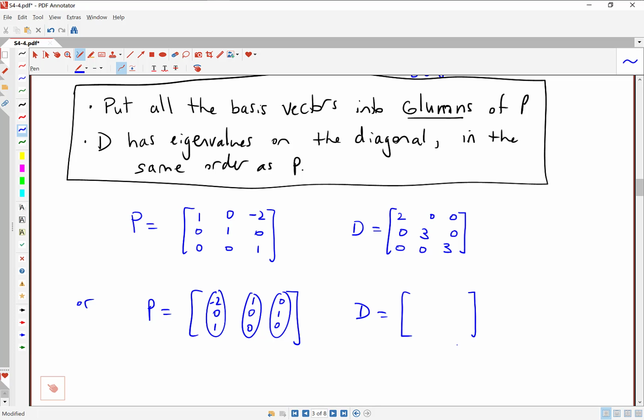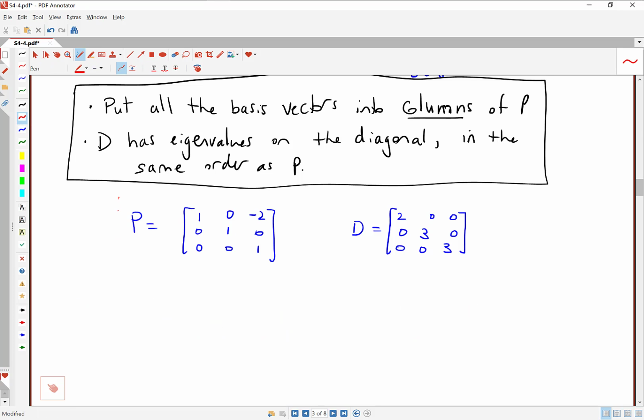So D is still going to be diagonal, but the order of the eigenvalues is now changing. (-2, 0, 1) is associated with the eigenvalue 3. (1, 0, 0) is associated with the eigenvalue 2, and then the last one is associated with a 3. So if you change the order of the columns of P, that's fine. You're just going to be changing the order of the diagonal entries on D. And of course, D has zeros in all these other positions. So I think just for the sake of giving a single answer, I'll stick with the top possibility here.